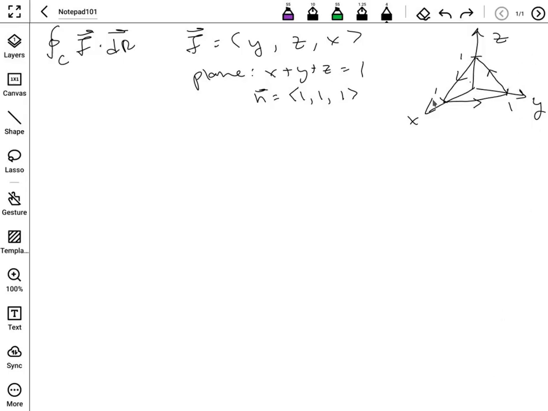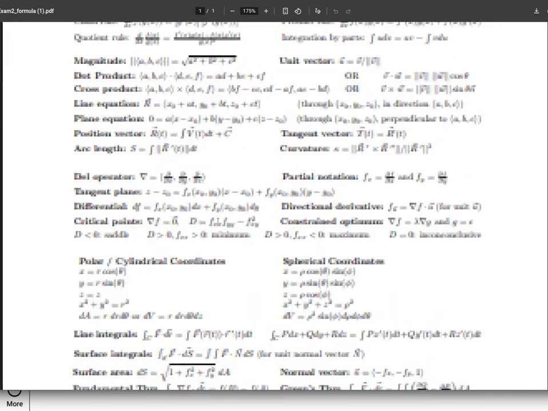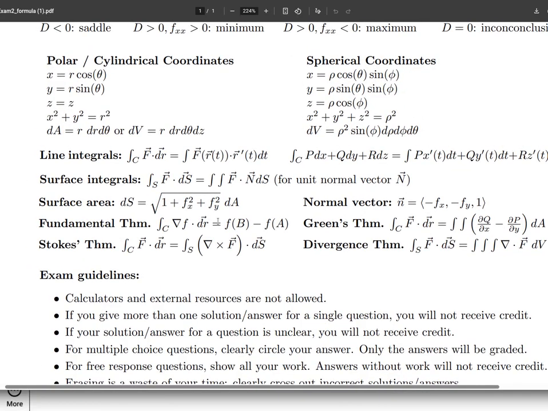Okay, and I am trying to evaluate this line integral. I'm told to use Stokes' theorem, but if I wasn't sure, I could remember that Stokes' theorem is for when I have line integrals over closed curves, which this is. And my Stokes' theorem is in my formula sheet right here. It tells me that the integral over C of F dot dr is going to be the same as the surface integral of del cross F dot dS right there.